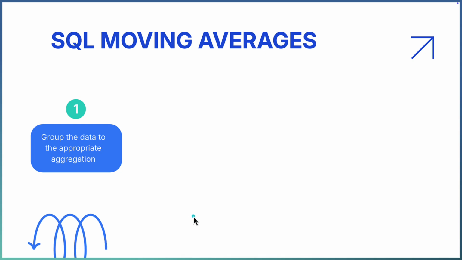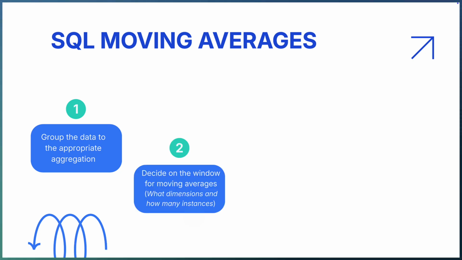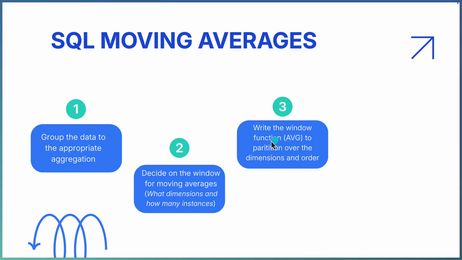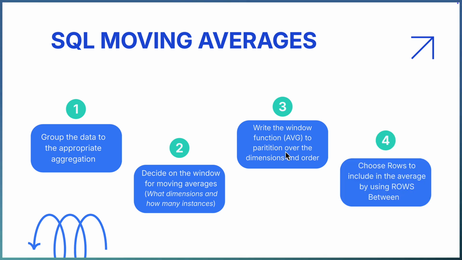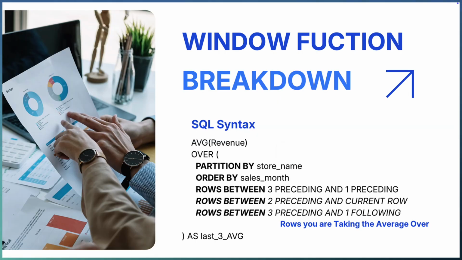To get started with moving averages, if you've got transaction data, first thing you want to do is group the data to its appropriate aggregation. Then you want to decide on the windows for the moving averages, what dimensions and how many instances you want to take. The third thing you want to do is write the window function, average in this case, to partition over the dimensions and order. And the last thing we want to do is choose the rows to include in the average by using rows between. So for this, we're using last 3, last 5, and so on and so forth.